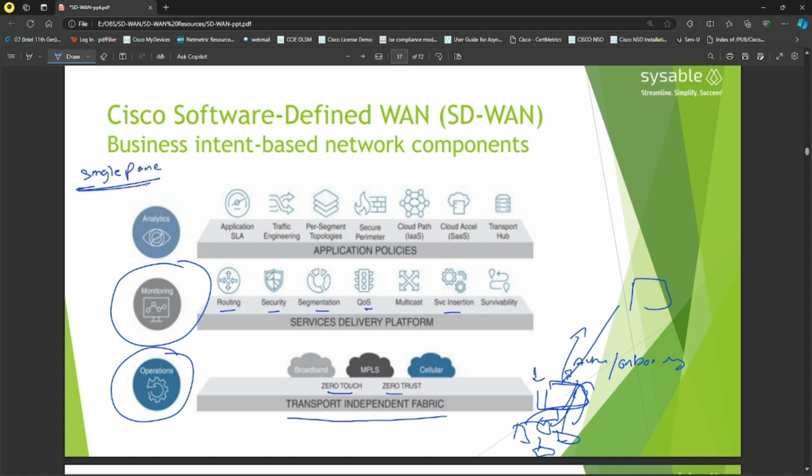From a single dashboard, you can monitor it, you can provision it. And vAnalytics is something like connecting to the Cisco cloud. So it's like another feature. Analytics is different, but I'm talking about vAnalytics. Analytics means just getting the details. If you have configured the SLAs, you have done the traffic engineering, so these many things, you will get the information about that.